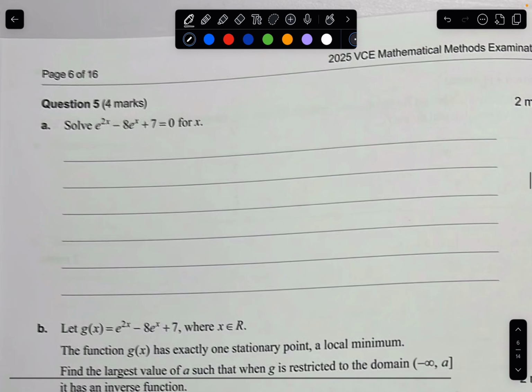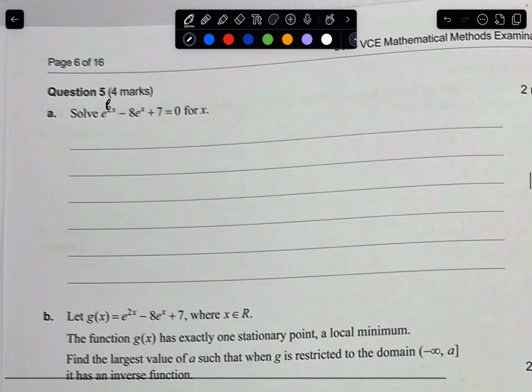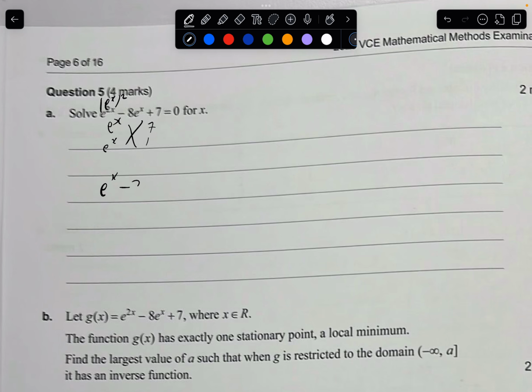Solve e to the power of 2x minus 8e to the x plus 7 equals 0. So you can basically say that this is e to the x squared, and then you can say 7, 1, e to the x, e to the x. You can also let a be e to the x or something. So e to the power of x minus 7, e to the power of x minus 1 equals 0. e to the power of x equals 7, e to the power of x equals 1, x equals ln 7, x equals 0.